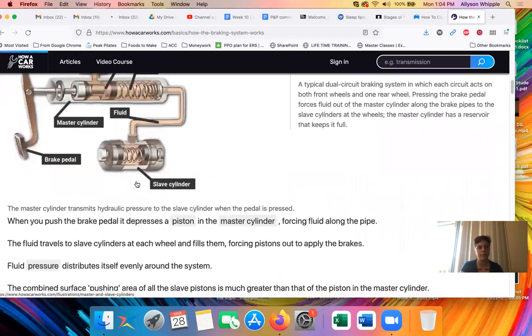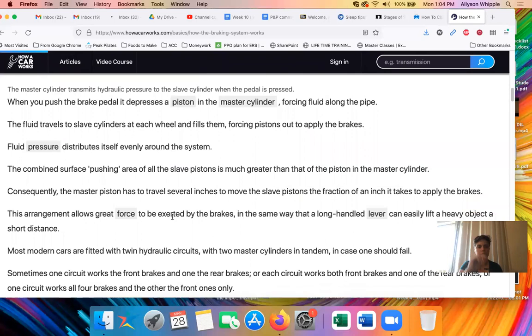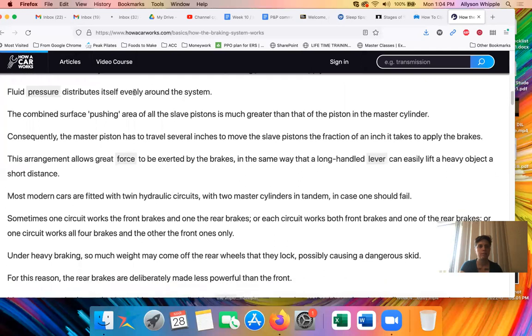The master cylinder transmits hydraulic brake pressure when the pedal is pressed. When you push the brake pedal, it depresses a piston in the master cylinder, forcing fluid along the pipe. The fluid travels to slave cylinders at each wheel and fills them, forcing pistons out to apply the brakes. Fluid pressure distributes itself evenly around the system.